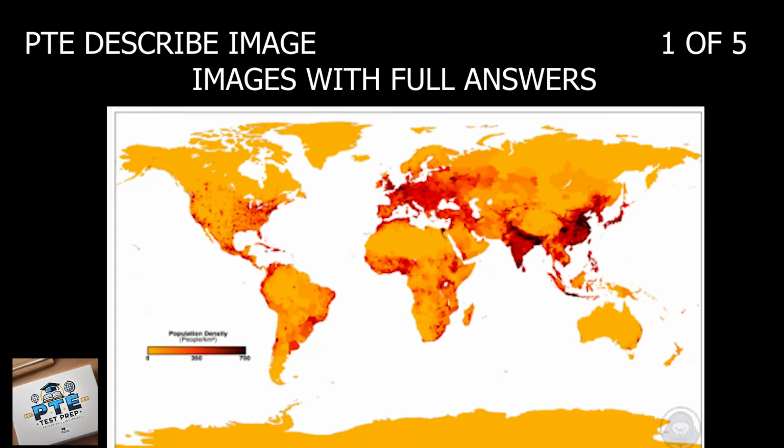Countries like India, China, and Japan show very high density levels. In contrast, regions such as Australia, Canada, and parts of Africa have lower population density. These areas are more sparsely populated compared to others. In conclusion, population distribution is uneven, with most people concentrated in Asia and Europe.